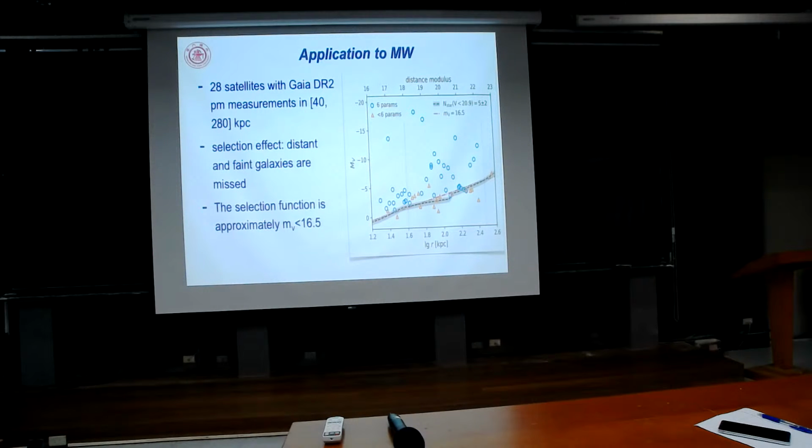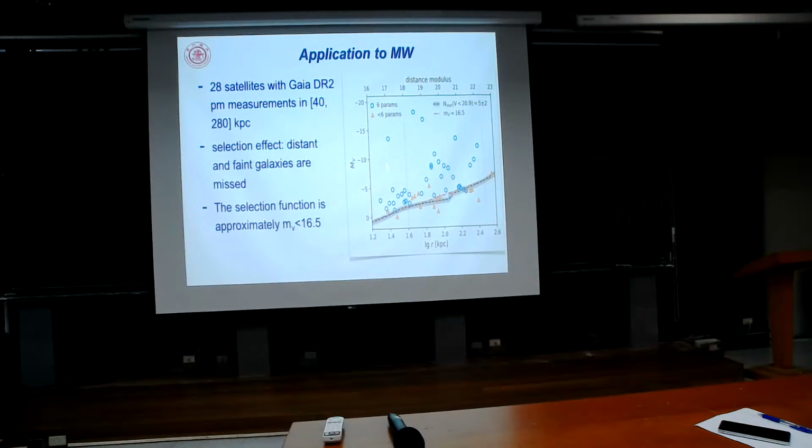So now let's go to the application. As I said, in our application there are 28 satellites with proper motion. These are all the blue dots here. And actually there are other satellites, the triangles. As I said, we have about 60 satellites, and in this range we have more than 50 satellites plotted here.